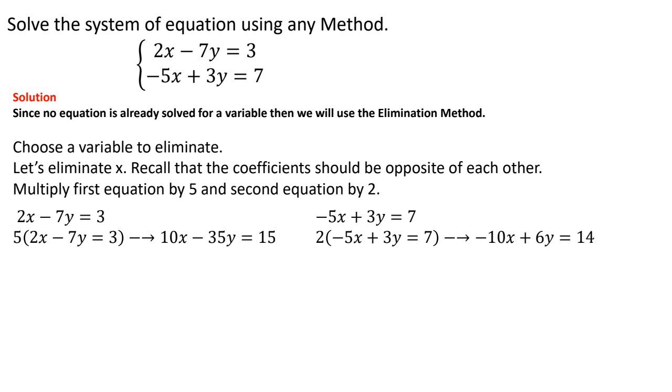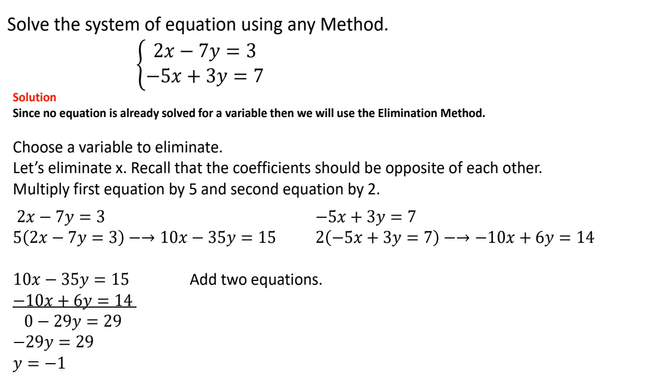So now what I need to do is I'm going to add these two equations together. Okay. So when I do this, I see that the 10x minus 10x will become 0. I just eliminated my x value. But now let me add the y portion. Minus 35y plus 6y. This is going to give me a negative 29y. And 15 plus 14 is 29. So to solve for y, I'm going to divide both sides by a negative 29. So this is going to give me y equals negative 1.